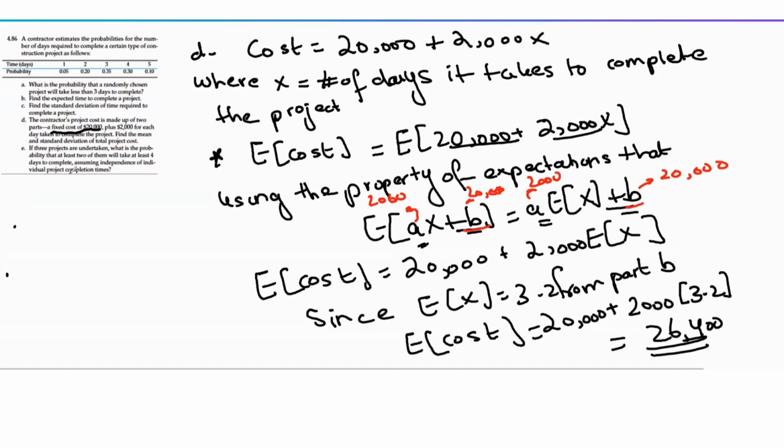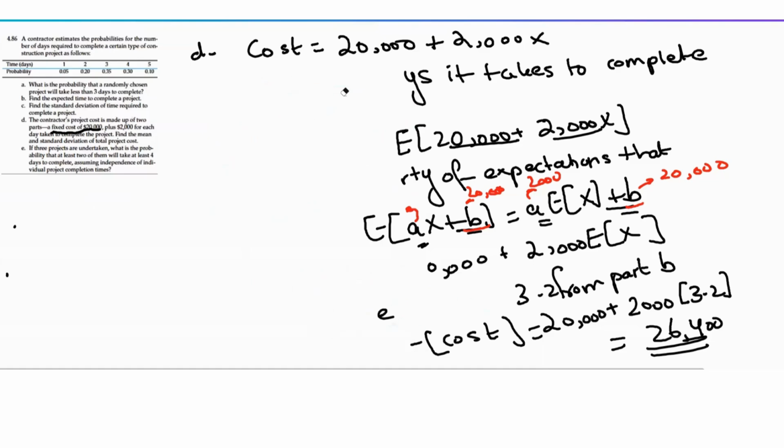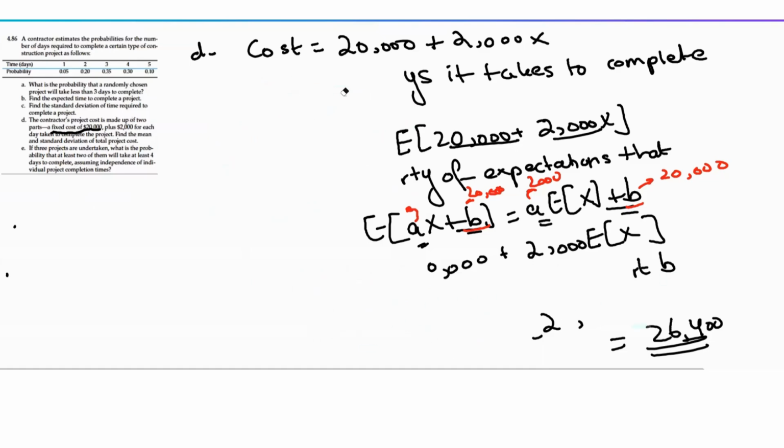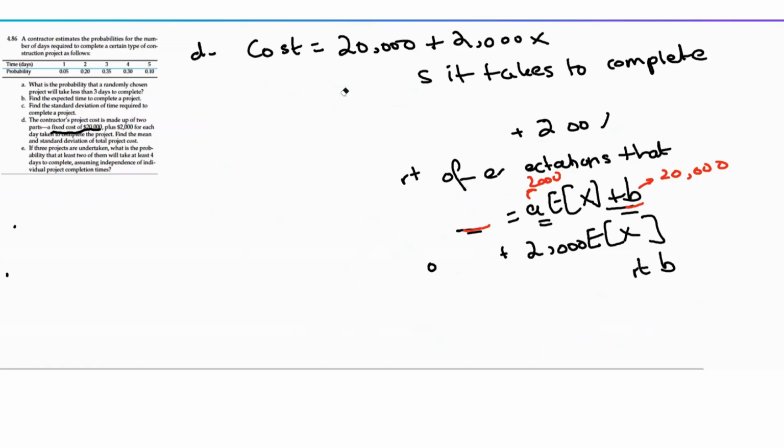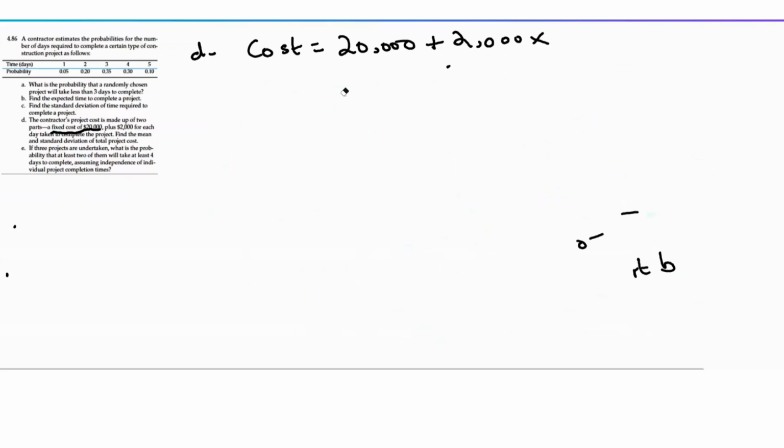Now we want to do the same thing, and I want to find the variance. Sorry, we want to find the standard deviation of cost, but before that I will first find the variance, because the standard deviation is just the square root of the variance. So let's first find the variance of the cost. We just want to find the variance for this, right? Okay, so now let's do that.